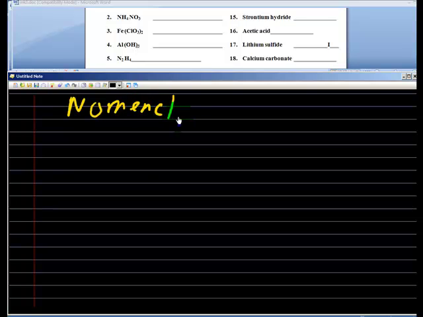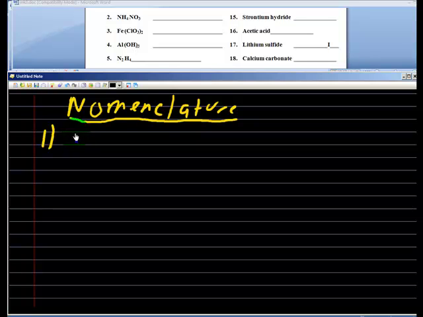Nomenclature. Nomenclature is the rules governing how chemists name molecules or compounds. Now, there are 5 broad categories that a compound could fall into. And each of the categories has certain rules that are followed for the naming of that compound.